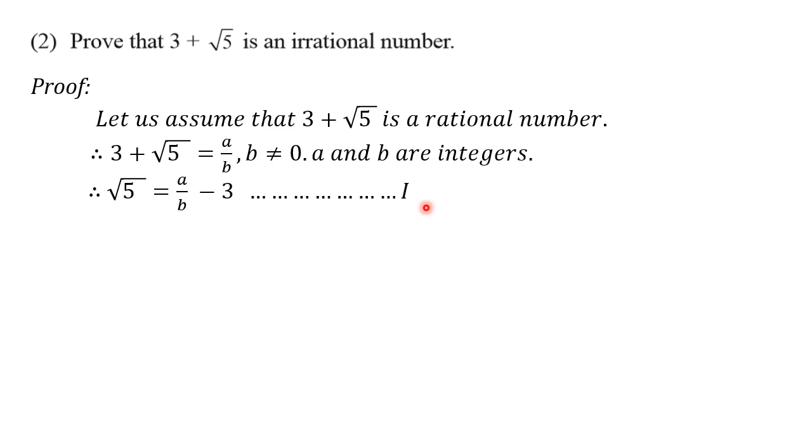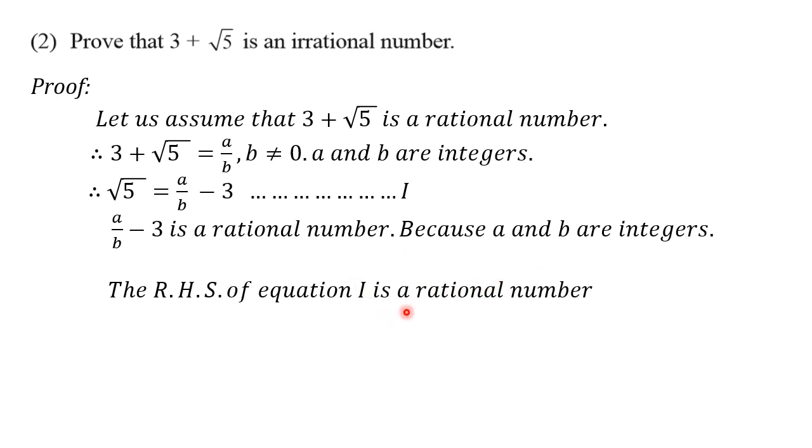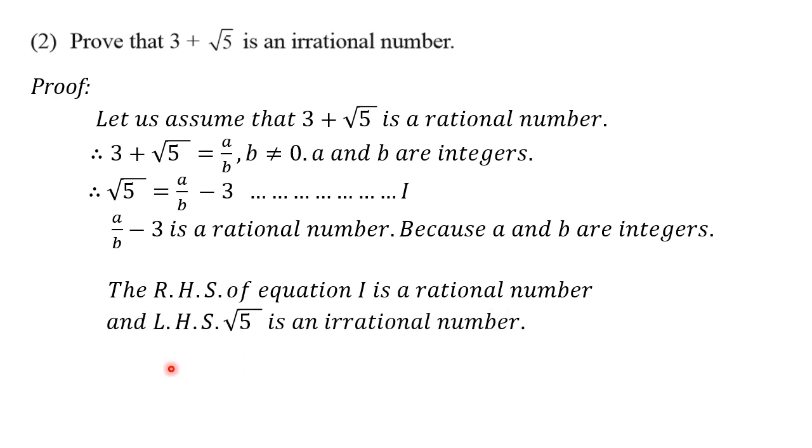You will find that the steps are exactly similar. Got it? So here now, once again see, A is an integer, B is an integer, and 3 is also an integer. Because of this the right hand side is a rational number. Opposite to that, root 5 is an irrational number. So A upon B minus 3 is a rational number because A and B are integers, and therefore the right hand side of equation 1 is a rational number. But the left hand side, that is root 5, is an irrational number. So again we got the contradiction.